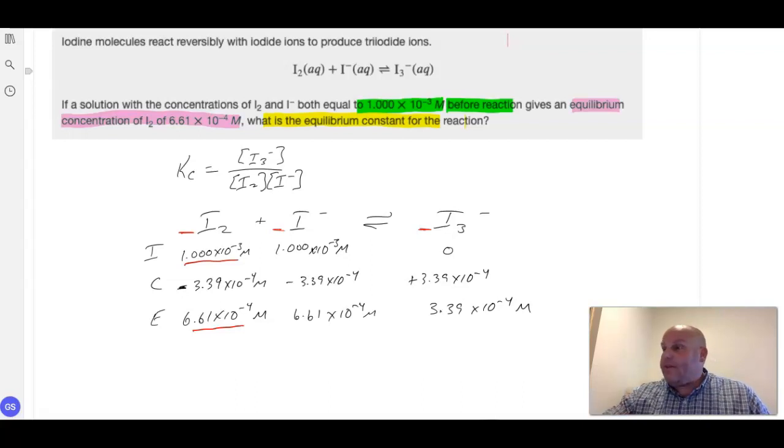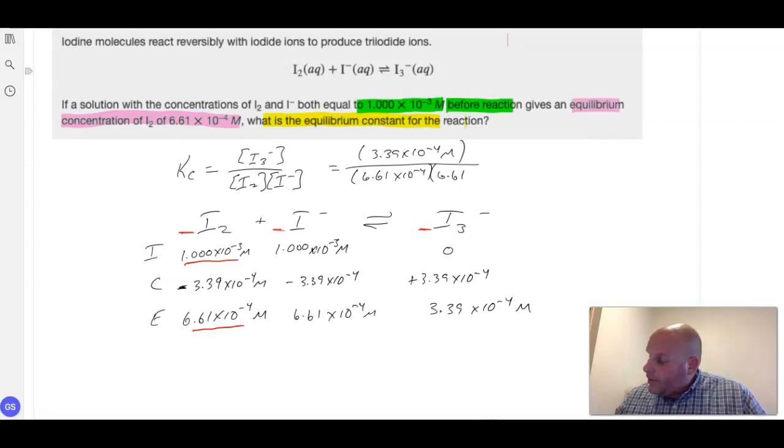Now that I have those values, I can come back up here to my expression, and I can plug those values in. So 3.39. Again, there are no coefficients, so there's no exponents to worry about here. If there were, we can do our expression. We've done enough of those at this point. Okay. And when I do that work, I'm going to get an equilibrium constant of 776.